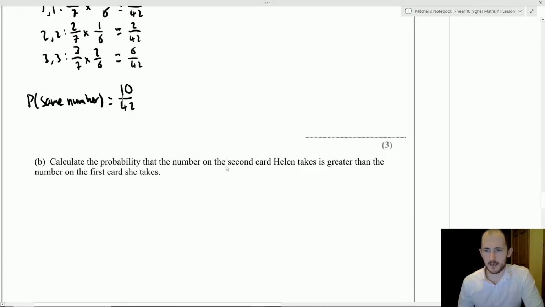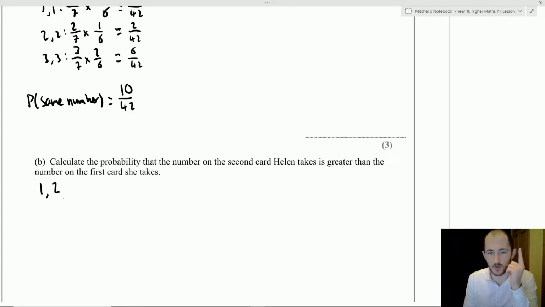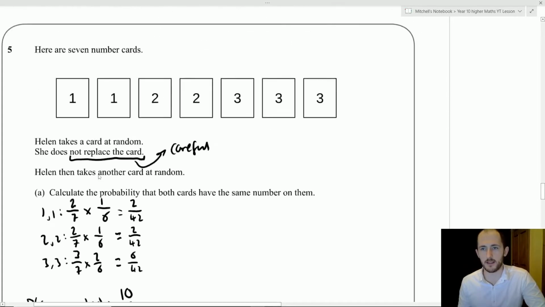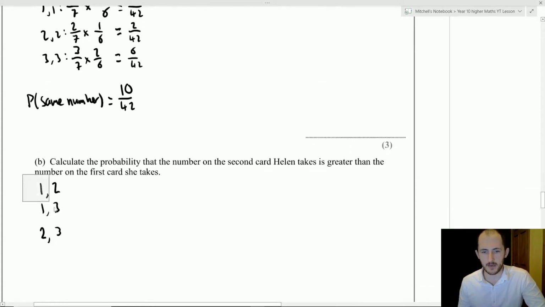So calculate the probability. Okay, so we have a bunch of different combinations, okay? So either, if she picks a 1 first, then the second card must be greater than 1. So it can either be a 2 or it can be a 3. Okay? If she picks a 2, then the second number has to be a 3. And she can't have picked a 3, right? Because if she picks a 3, there's no number bigger than 3. Is that okay for the 3 combinations we have? Are there any questions about that?